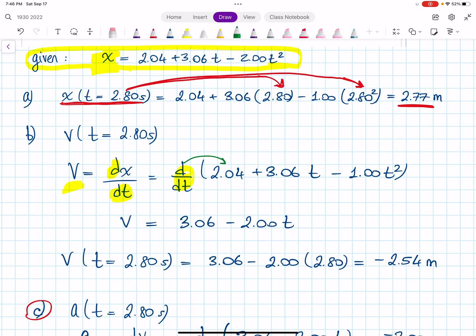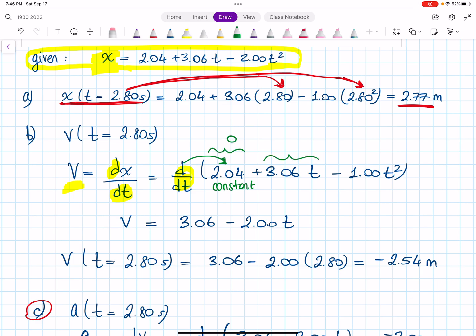The derivative of a constant. Derivative means how fast this is changing, right? A constant does not change, so the derivative of a constant is going to be 0.